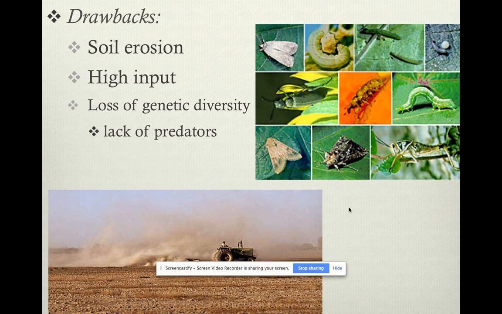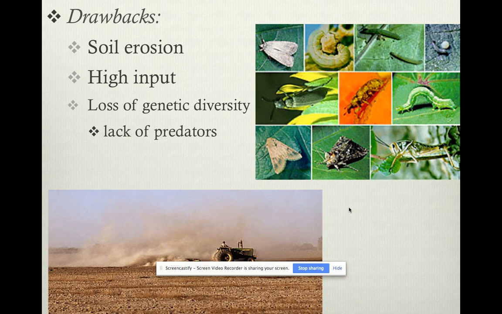The problem with monocropping is it leads to soil deterioration and erosion. So now I'm taking out all the nutrients in the soil and I'm not putting them back. I'm causing more soil erosion. It's high input, which means you have to use a lot of fertilizers, a lot of pesticides, a lot of fossil fuels. It also decreases our genetic diversity because if there's only one thing, well, that's not very diverse. Also, if there's only one thing, the number of pests and predators are not going to really be there.